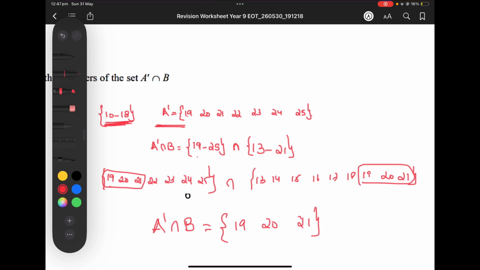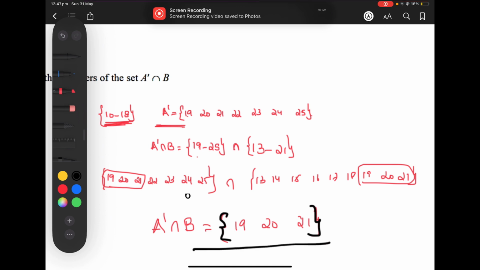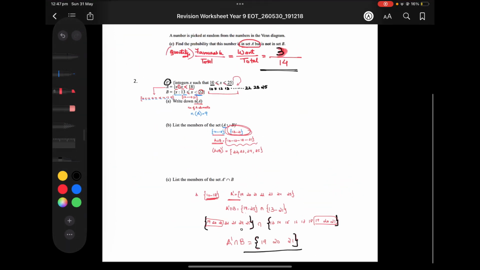And since it is a set, we need to write them in brackets, the flower brackets. That is how you represent your sets in the sets and Venn diagrams chapter.